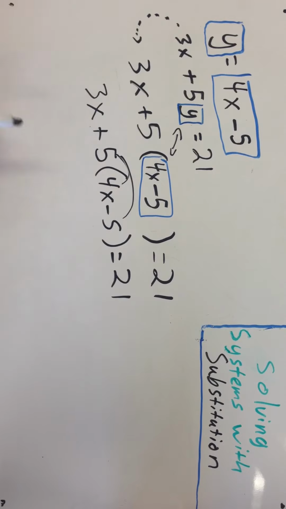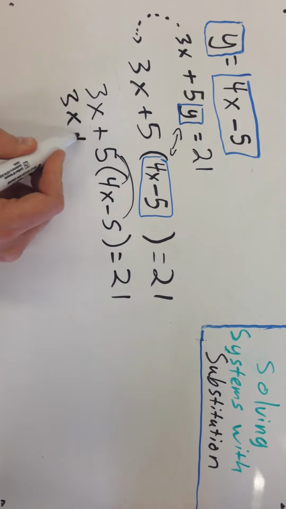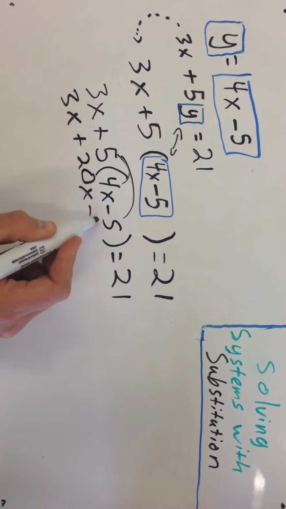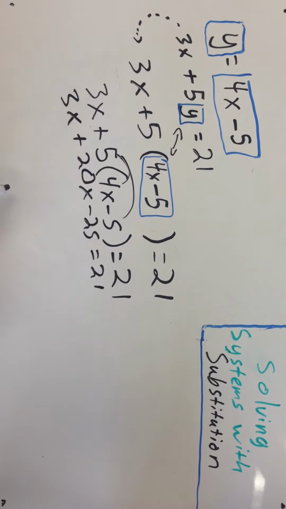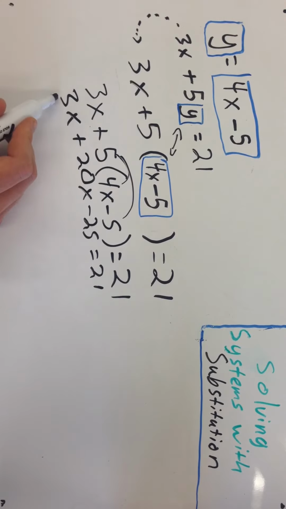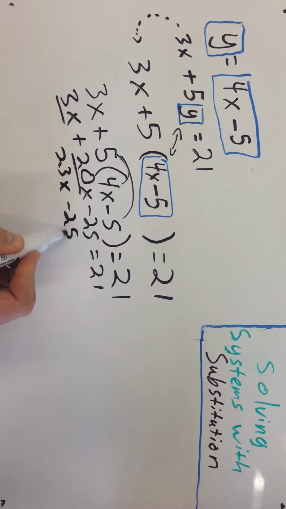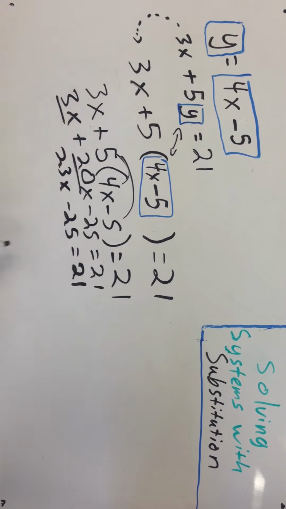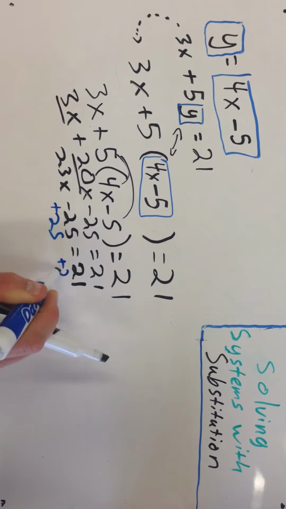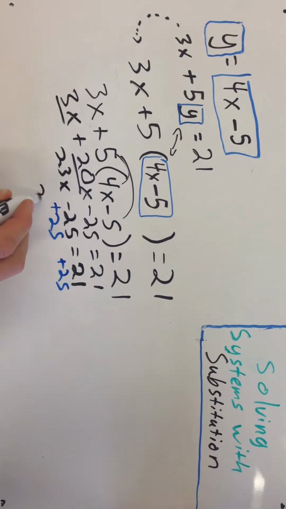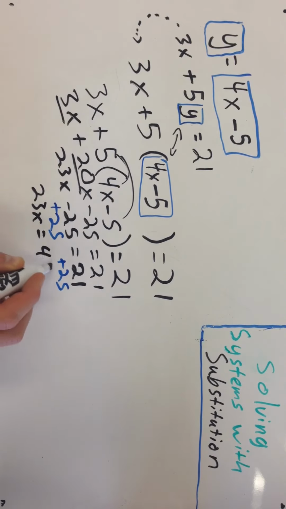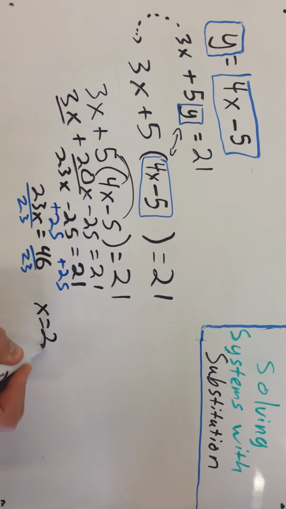I got to do a little bit of distribution. So that becomes 3x plus 20x minus 25 equals 21. Now what I've got to do is combine like terms. I got a 3x here and a 20x here. That'll make 23x. And now I'm at a point where it's a two-step equation. And to solve two-step equations, I want to add 25 to both sides. And I'll be left with 23x equals 46. Divide both sides by 23. And I'm going to get my first solution, that x equals 2.